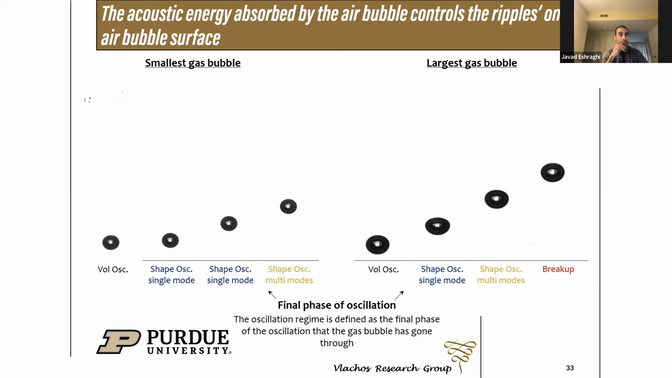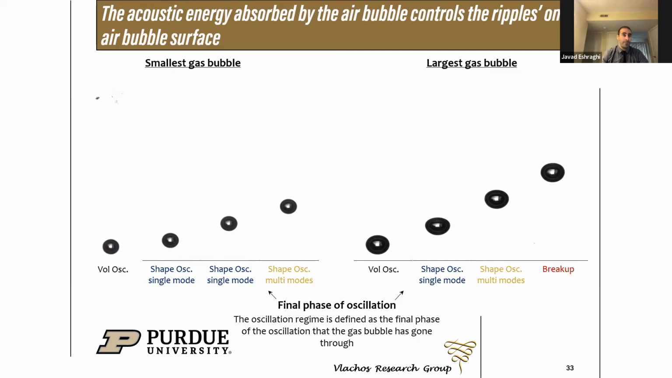These videos were supposed to show the effect of air bubble size and relative distance between the bubbles on the air bubble oscillation regimes. We observed 4 different oscillation regimes: volume oscillation, single mode shape oscillation, multi-mode shape oscillation, and breakup. The video was supposed to indicate that it's more likely to oscillate in shape when the air bubbles are closer to the acoustic source. Also, the larger bubble has less intense oscillation at the same distance from the acoustic source. So we could hypothesize that the absorbed energy by the gas bubble controls the oscillation regime.